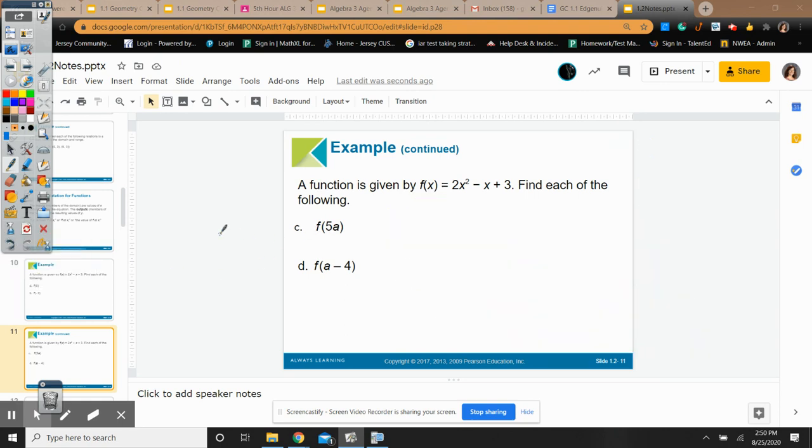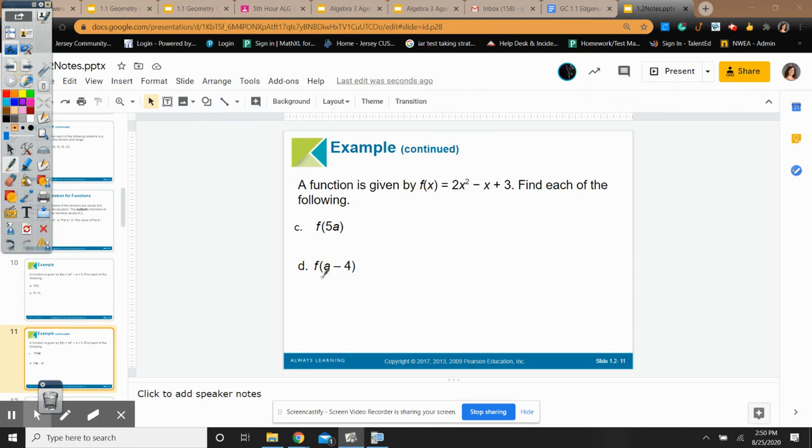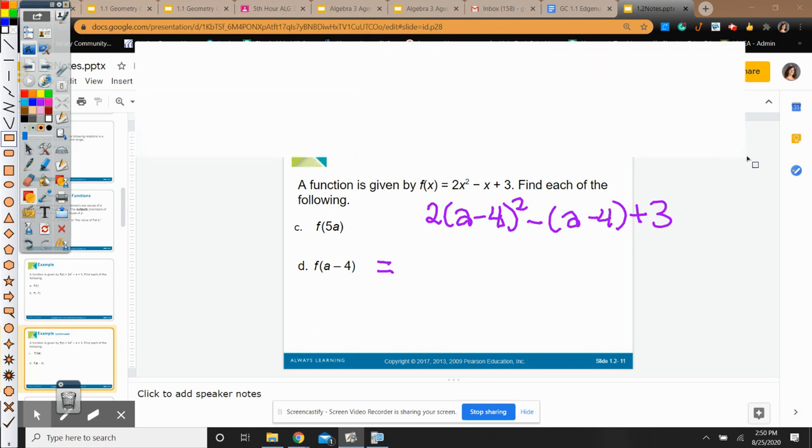Okay, now this is the one. If you're going to listen to anything, listen here. This is the one. If you plug in a minus 4 into this equation, you're going to get 2 times a minus 4 squared minus parentheses a minus 4 plus 3. Now, there are all sorts of places kids are going to make this mistake. We're going to do this problem probably at least 10 to 15 times this year, okay?